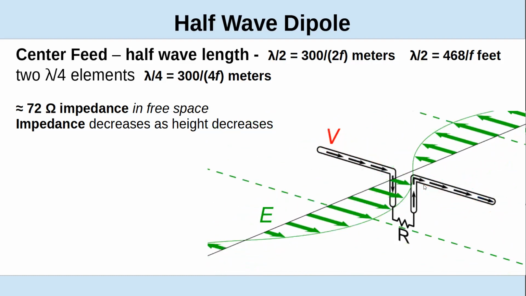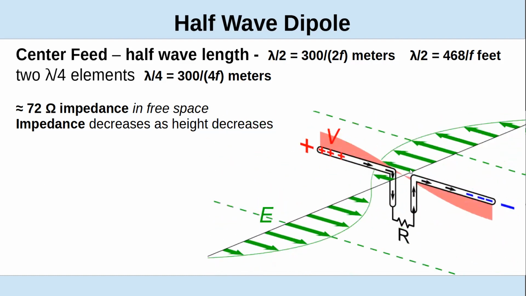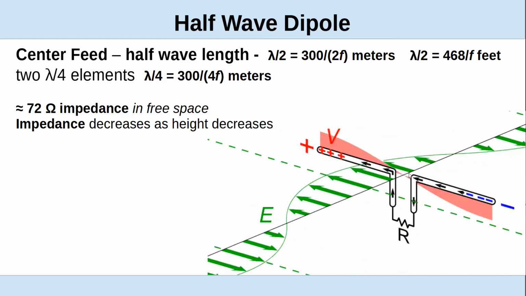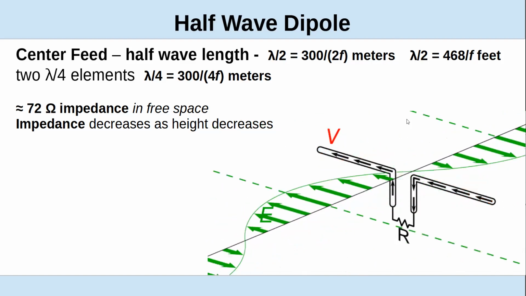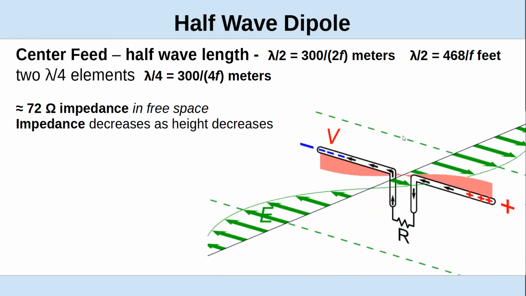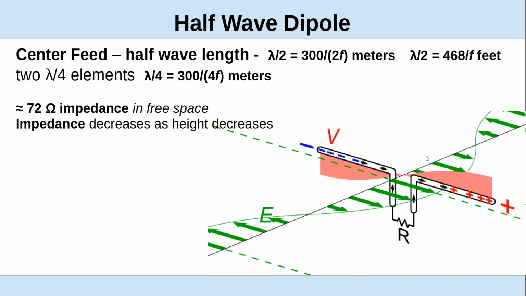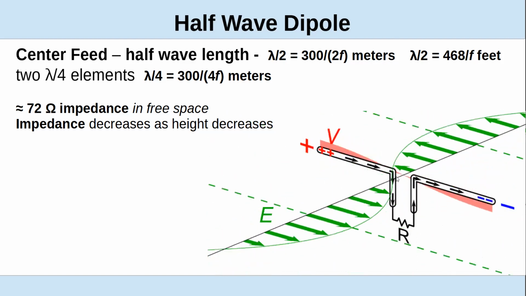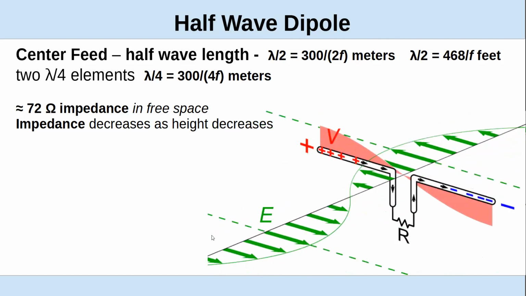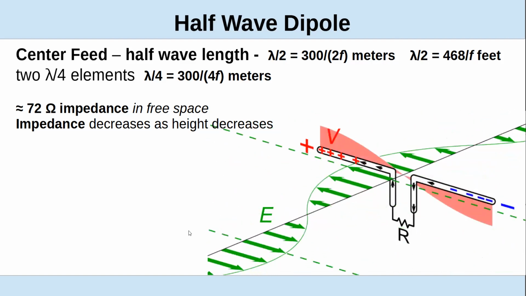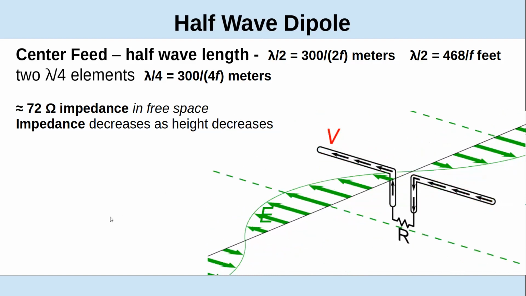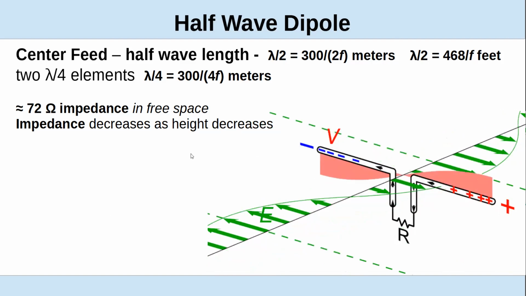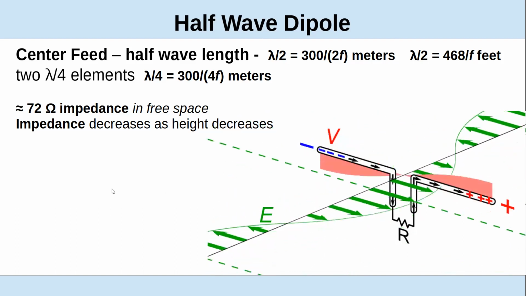A typical half-wave dipole in free space, which is higher than most people have one, is going to be 72 ohms. As it gets closer to the ground, the impedance lowers, or if you angle the elements down like an inverted V, you lower them even more, you may get down to 25 ohms. So the impedance is going to decrease as the height decreases. Test question.